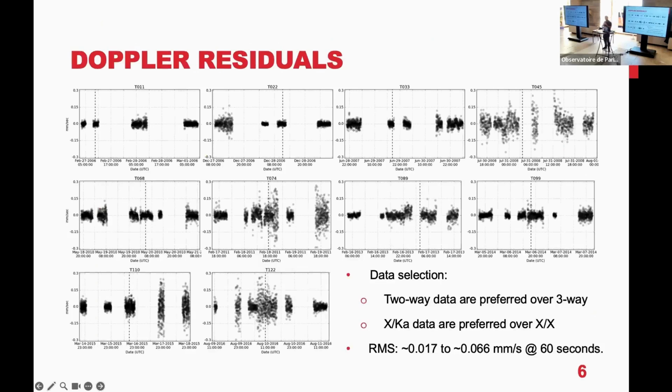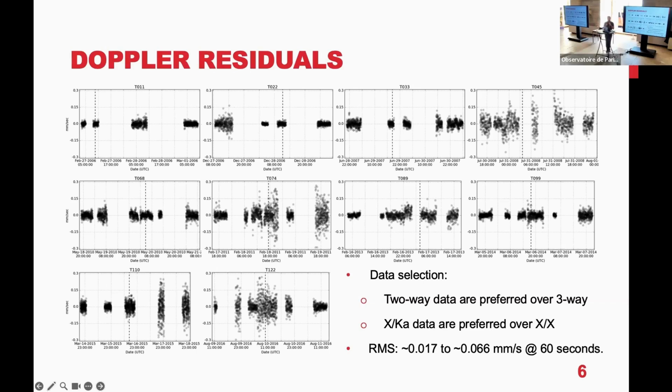So here you can see instead the Doppler residual that we obtained after the fitting procedure for all the passes, which is compatible with our expectation from a noise model for Cassini. The RMS value of the Doppler shift ranges from 17 to 66 micron per second at 60 seconds, according to the data arc, and we preferred two-way data over three-way data when available, given the higher stability provided by a two-way coherent link, indeed.